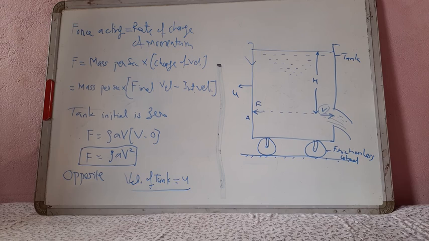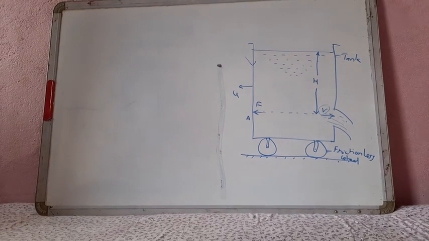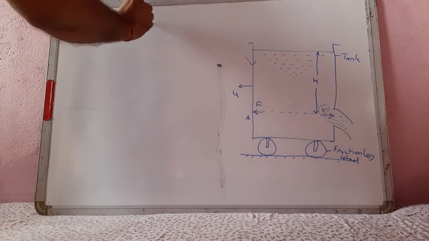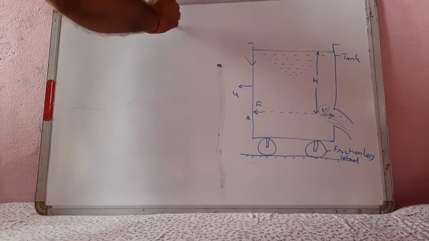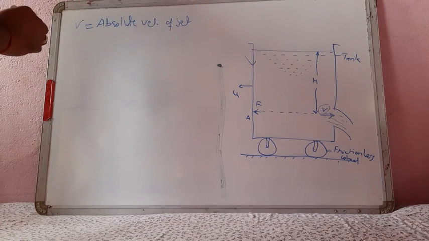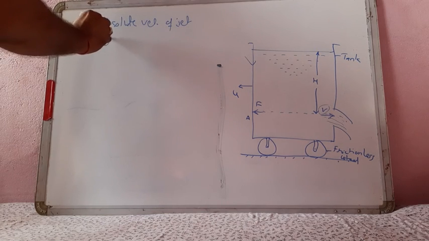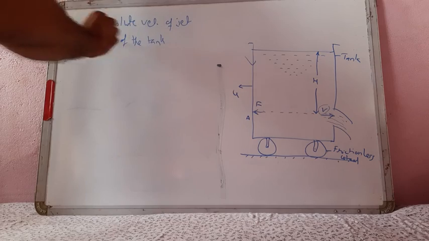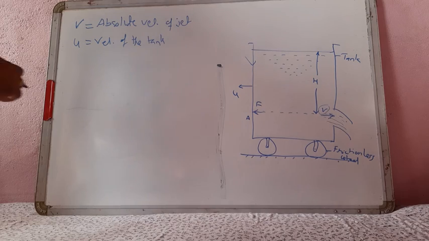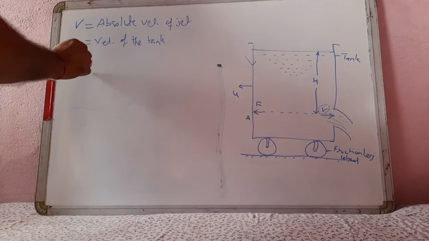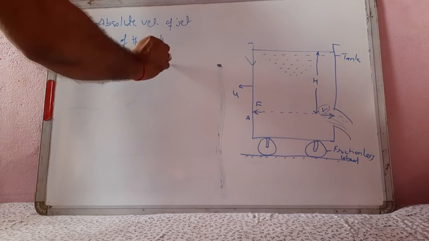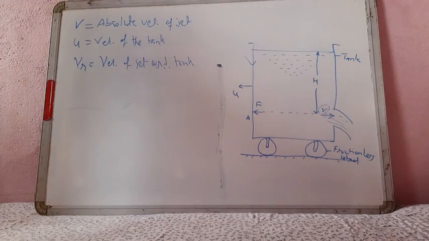So here v is the absolute velocity of the jet and u is the velocity of the tank, and Vr is the velocity of the jet with respect to the tank. This is taken as Vr.